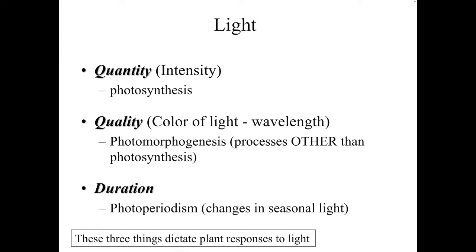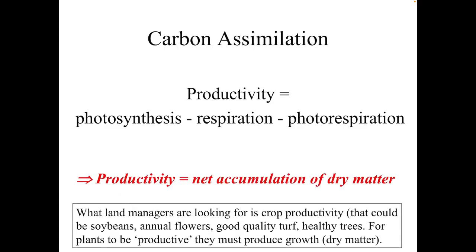All right, so these three things: the quantity of light or its intensity, which deals directly with photosynthesis; the quality of light, which plants use to do things other than photosynthesis, which we call photomorphogenesis; and the duration of light, which deals with photoperiodism. In other words, the length of light in the summer is different than the length of light in the fall, right? Plants are reading that as well. So the quantity, quality, and duration of light are all things that plants can keep track of.